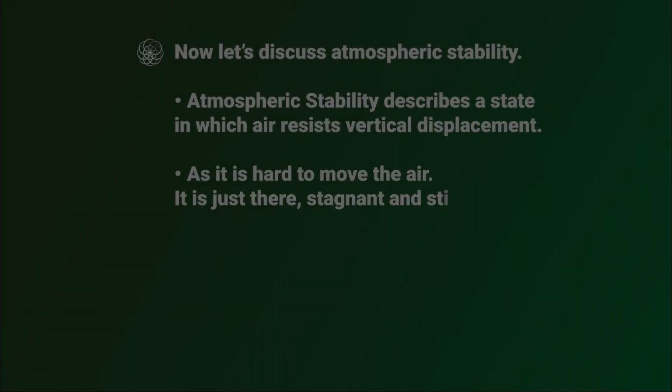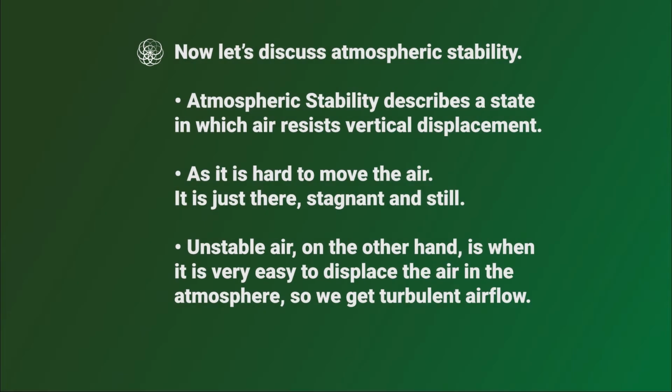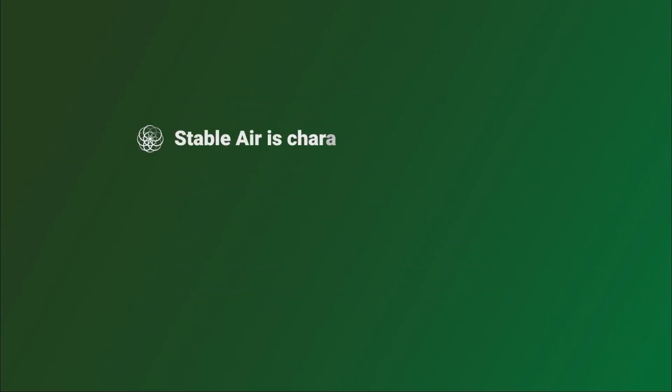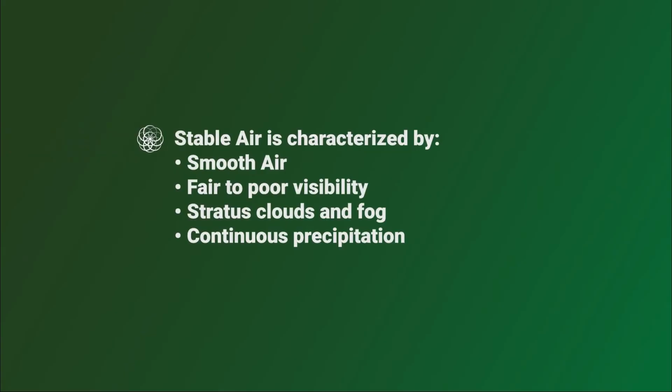Now let's discuss atmospheric stability. Atmospheric stability describes a state in which air resists vertical displacement. It's hard to move the air. It's just there, stagnant and still. Unstable air, on the other hand, is when it's very easy to displace the air in the atmosphere, so we get turbulent airflow. Stable air is characterized by smooth air, fair to poor visibility, stratus clouds and fog, and continuous precipitation.